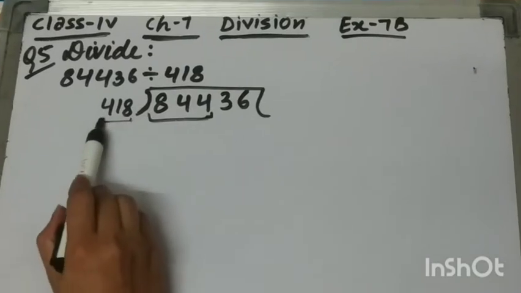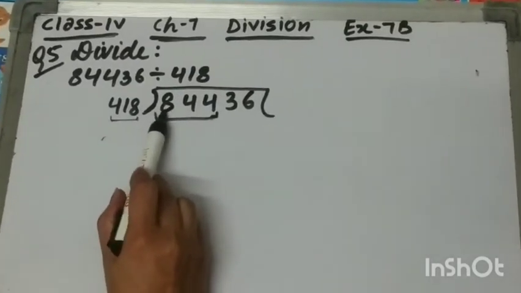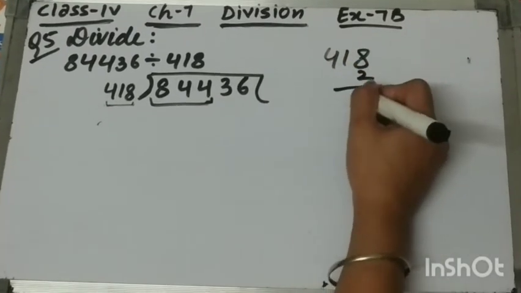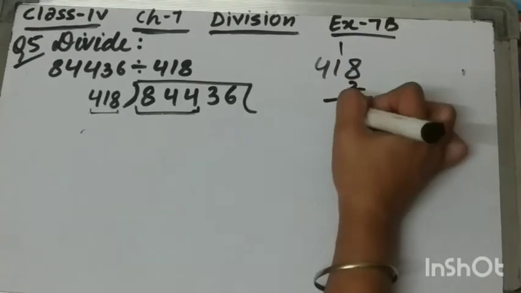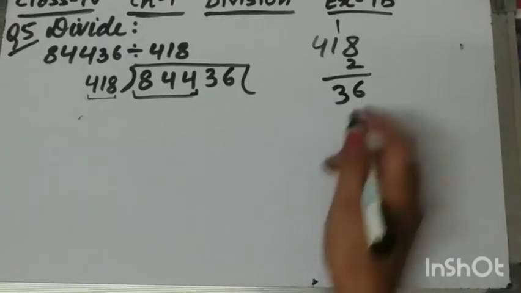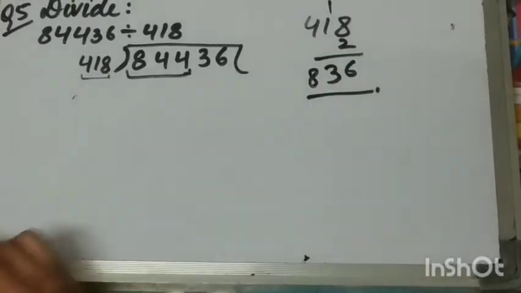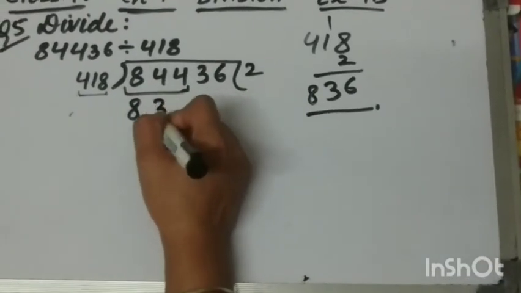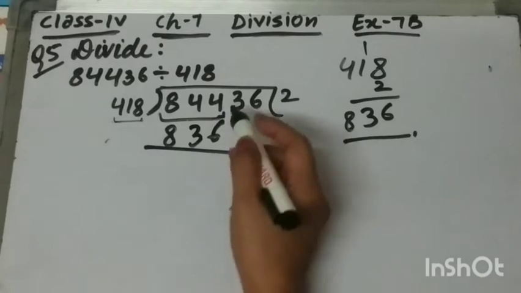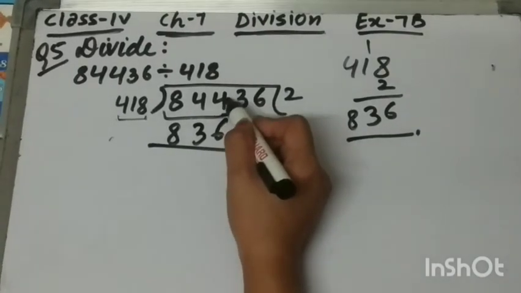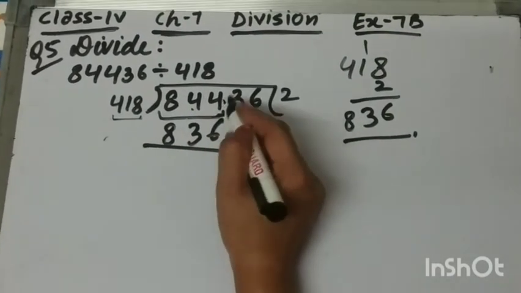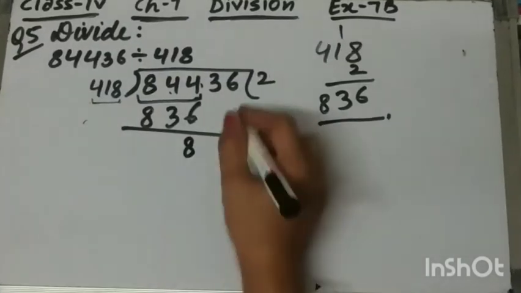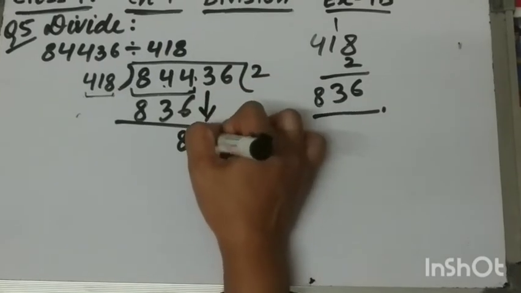So 4 1s are 4 and here it's 8. 4 2s are 8. So check at 2. 418 2s: 8 2s are 16. 2 1s are 2 plus 1 is 3. 4 2s are 8. Okay, now it's okay. 836. 418 2s are 836. Now subtract these two numbers. This will become 14 and this will become 3. And 14 minus 6 is 8. Okay. Now bring this 3 down.